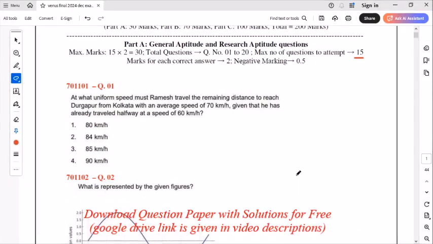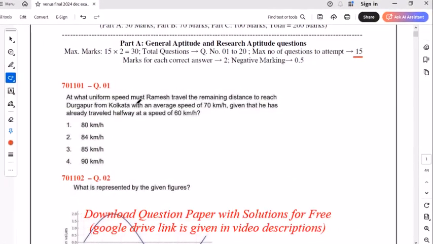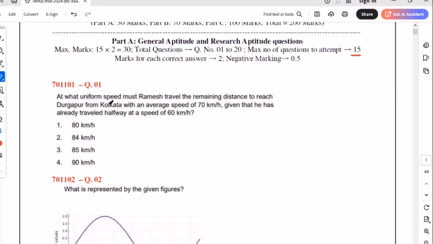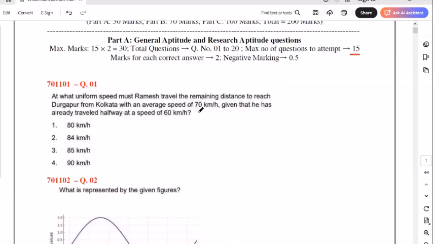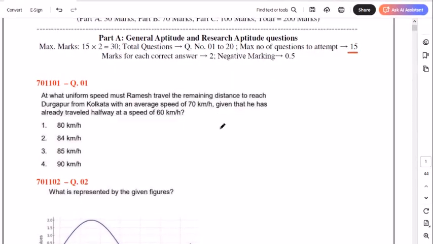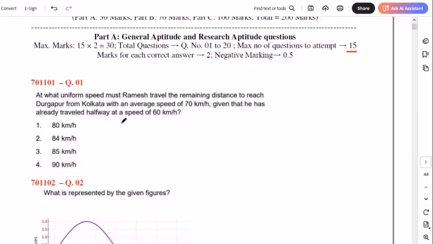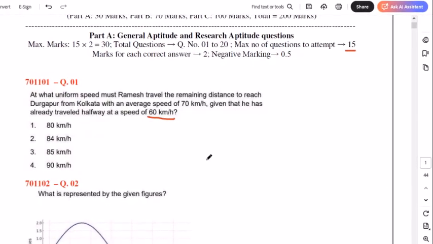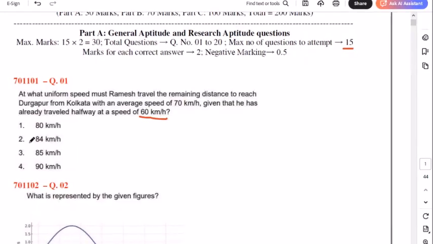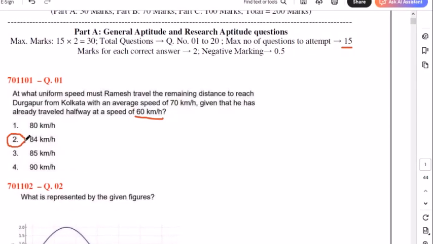Question number 1. At what uniform speed must Ramesh travel the remaining distance to reach Durgapur from Kolkata with an average speed of 70 km per hour, given that he has already travelled halfway at a speed of 60 km per hour? The correct option for this question is option number 2, that is 84 km per hour.